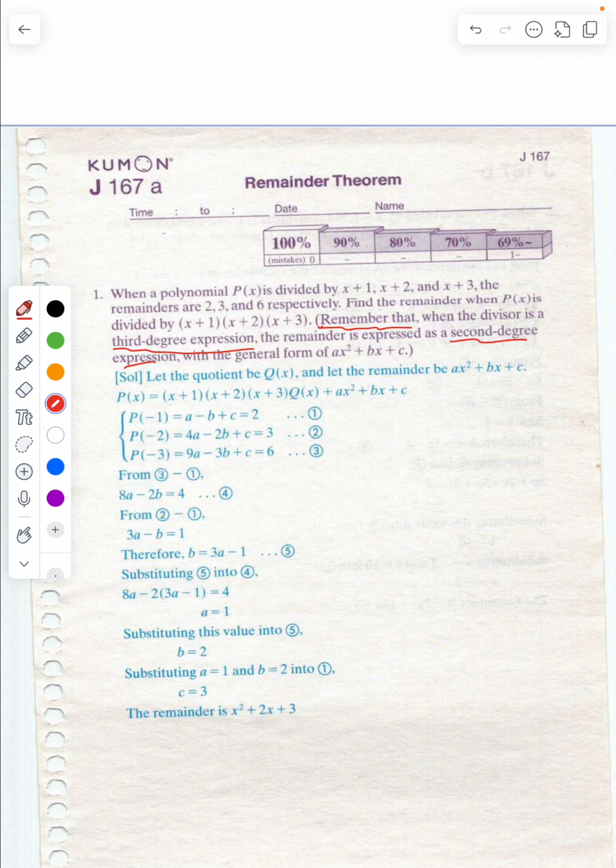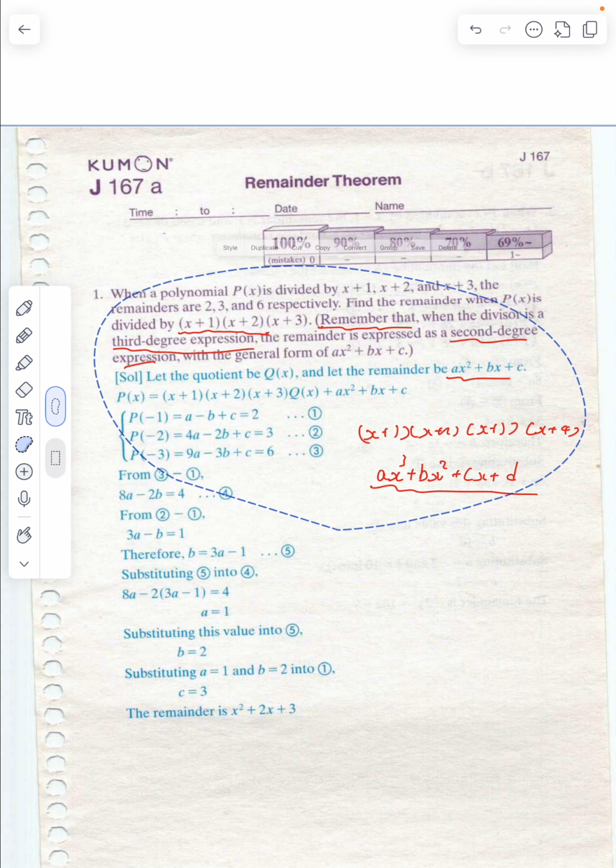So for example, in this case, your divisor is (x plus 1)(x plus 2)(x plus 3). But then what if you have (x plus 1)(x plus 2)(x plus 3), and also (x plus 4)? So instead of ax squared plus bx plus c, you will actually be dealing with ax to the power of 3 plus bx squared plus cx plus d. So this will be the remainder that you're dealing with, right? So your remainder is always 1 degree lower than your divisor. So when you divide one polynomial by another, the remainder must always have a lower degree than the divisor. Doesn't matter how.